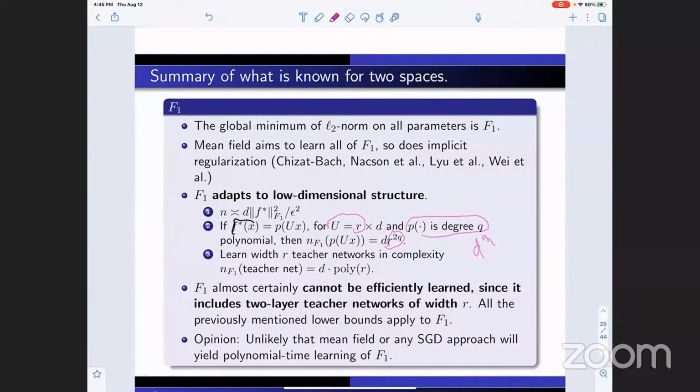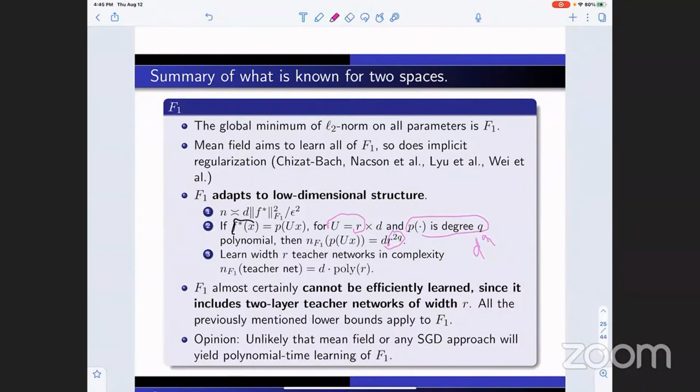Even better, if you had a ReLU teacher net or sigmoid teacher net, it doesn't really matter. The sample complexity is d poly r for a reasonably small polynomial, like r squared or something. And this is easy to find by Rademacher complexity.